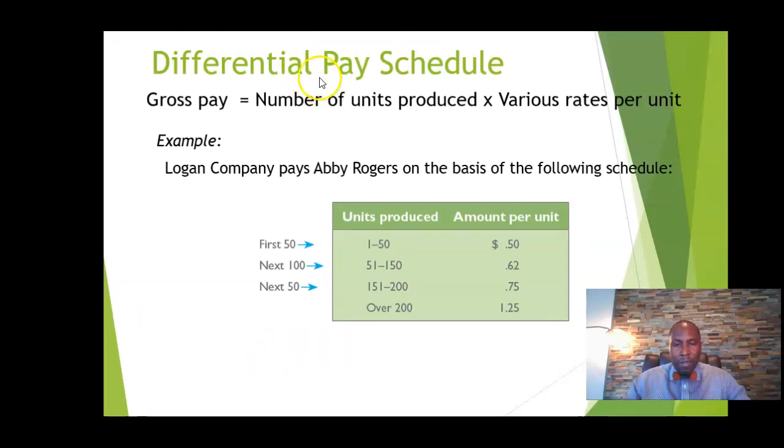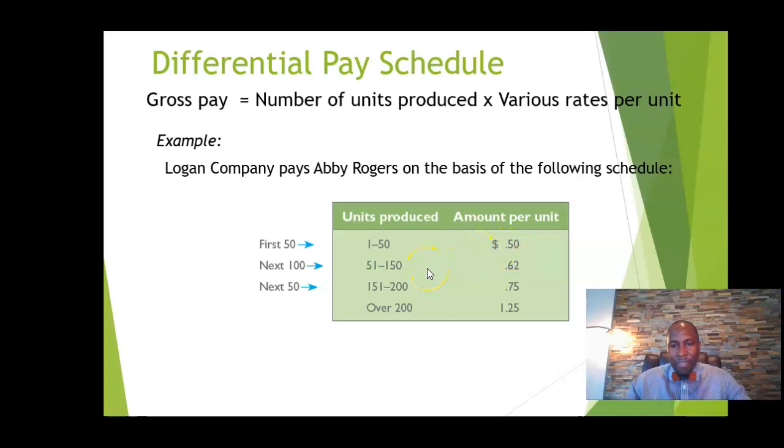Differential pay scale. This simply means that you're going to get paid a different rate based upon your level of production. So, for example, now we have Abby, and this is saying that if Abby produces 1 to 50 units, she'll receive payment of 50 cents per unit.